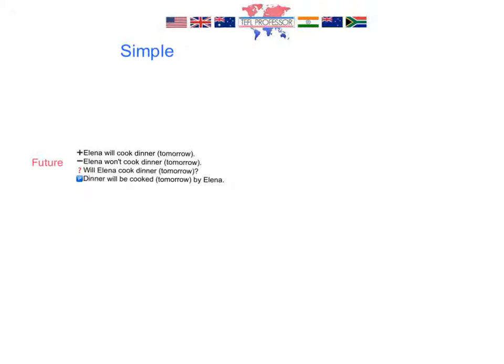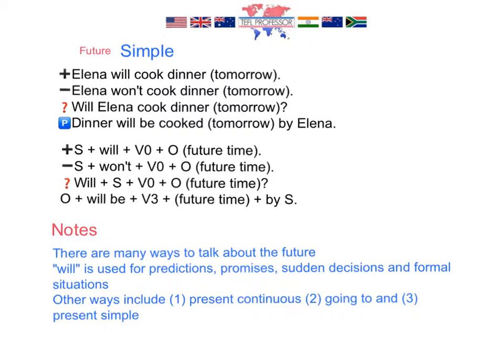Last, for the simple tenses, we have future simple. Future simple is typically done using will. As we see down here, there are many ways to talk about the future. Will is typically used for predictions, promises, sudden decisions, and formal situations. There are other ways to talk about the future, including present continuous, present simple, and going to. But for purposes of this video, the future tense will be the form that we use by using will.